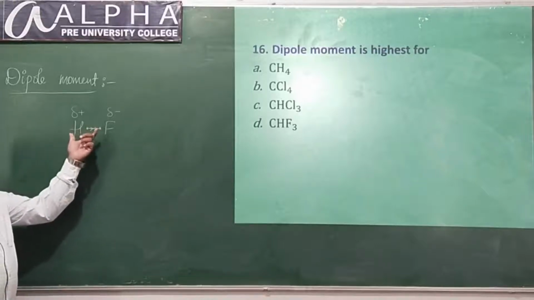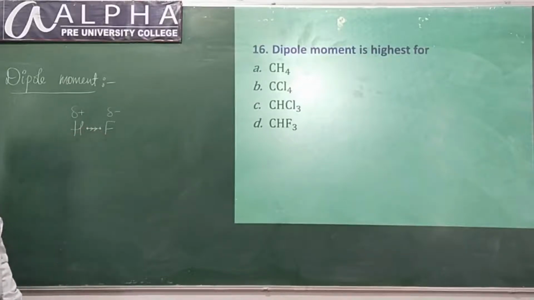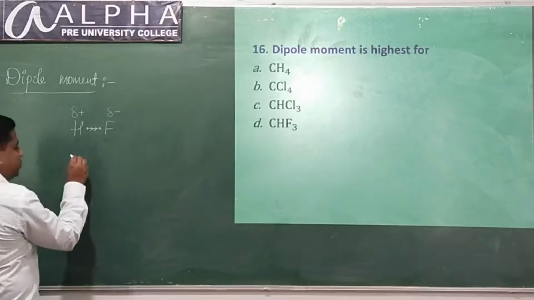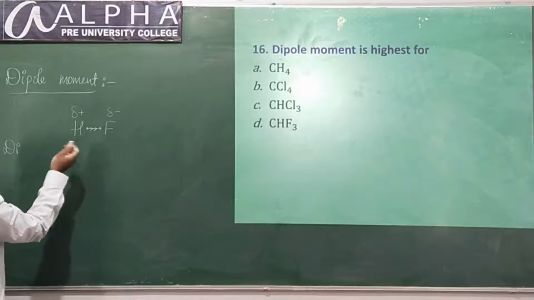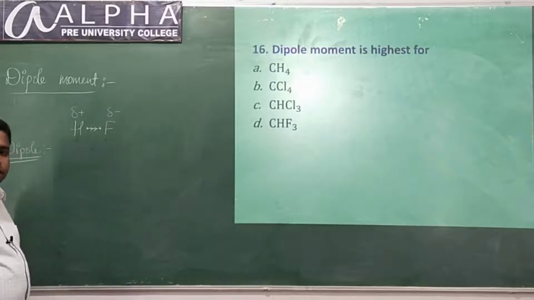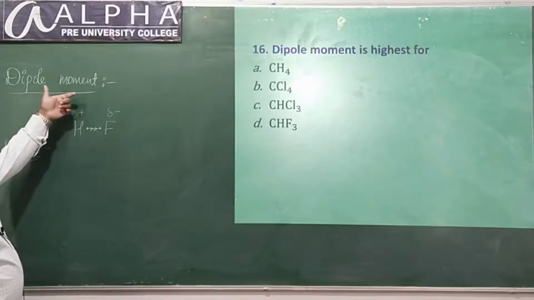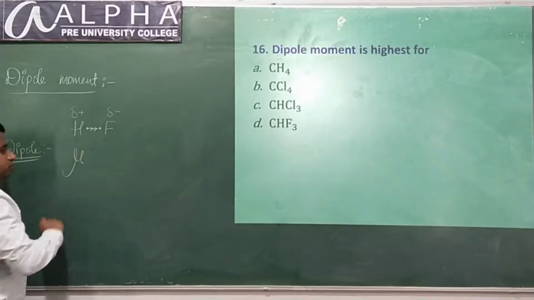So now a dipole is produced. The dipole is produced due to the electronegativity difference between hydrogen and fluorine. When do you say that the bond is a dipole? Only when there is an electronegativity difference, isn't it? So if the bond is a dipole, for such molecules we define something called dipole moment, which is denoted as mu.